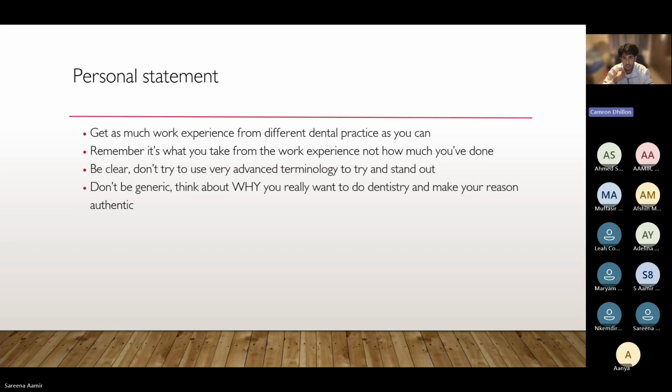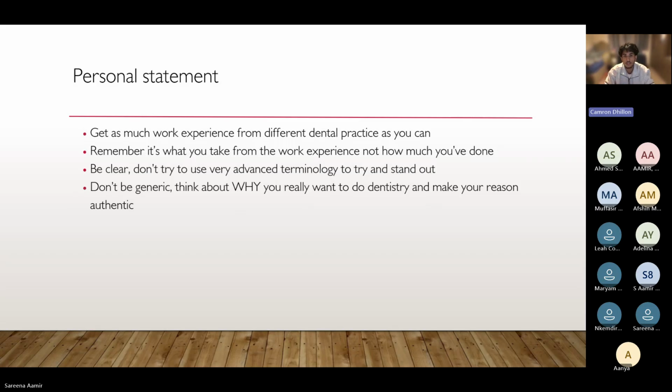I wasn't that technical when I did my personal statement, and I still got through to the next round. So honestly, they just care about clarity. You want to be clear with what you're saying. You want to be clear about your experiences, your reason for doing dentistry, etc. You don't need to use heavily advanced words.